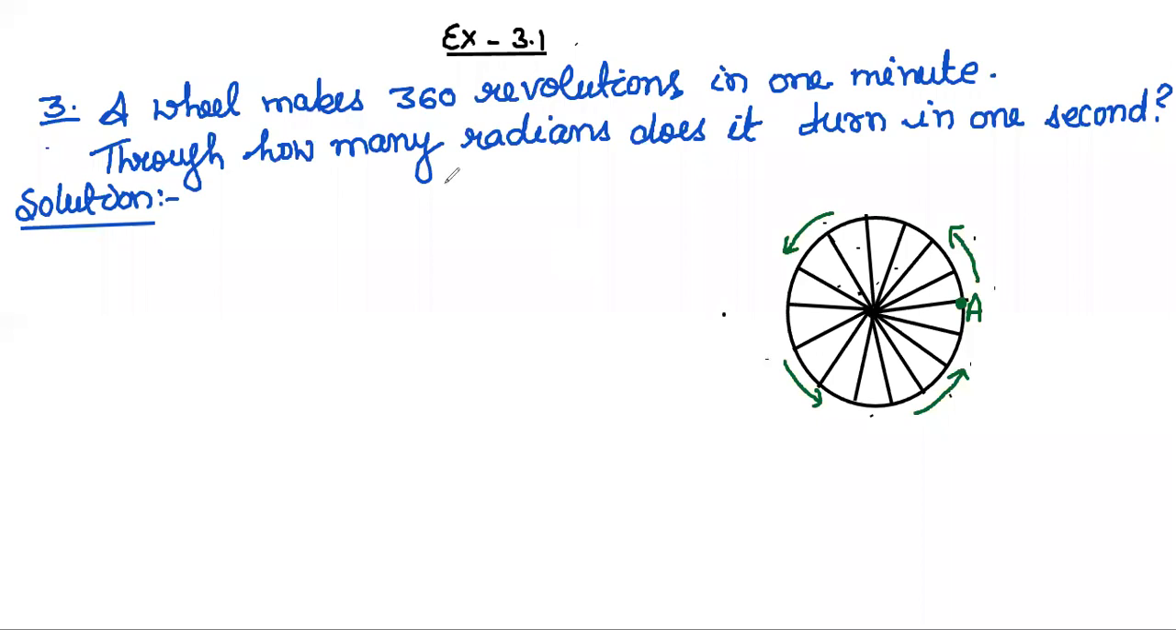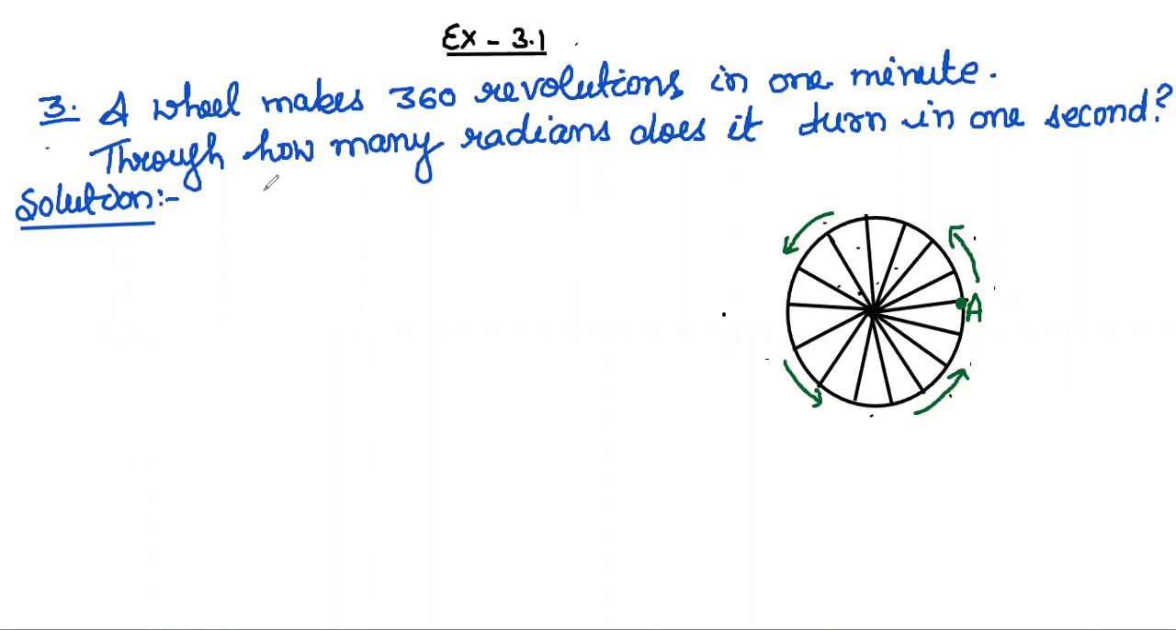Now we'll discuss question number 3. A wheel makes 360 revolutions in 1 minute, meaning in 1 minute revolutions are 360. Through how many radians does it turn in 1 second? In 1 second, we have to find out the radian measure.